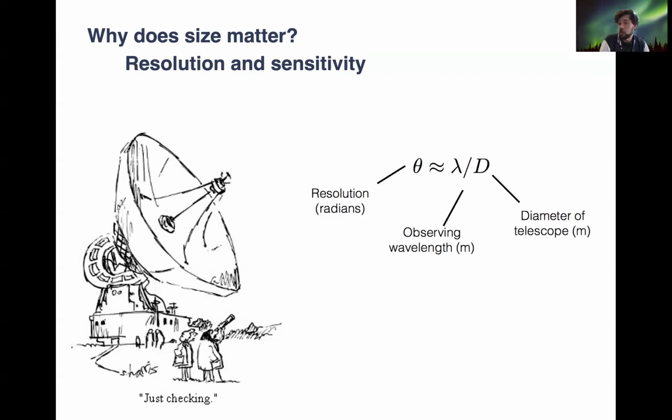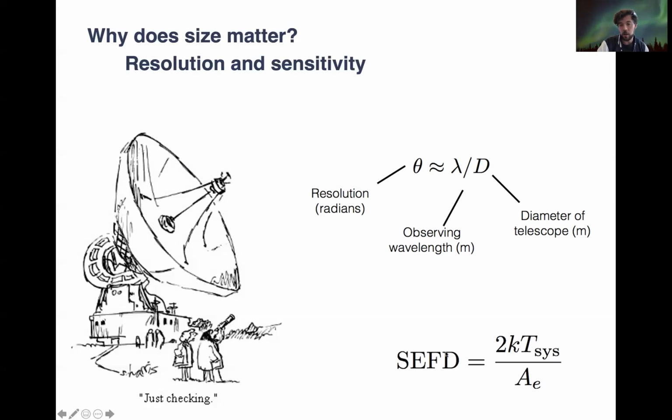This is just a very basic equation showing that the resolution, theta, is directly related to the observing wavelength divided by the diameter of your telescope. I was just mentioning that the diameter of your telescope is one way of scaling up your resolution, and lambda is your observing wavelength. So this is another way of scaling up your resolution. But you can kind of see this is a problem for radio astronomy.